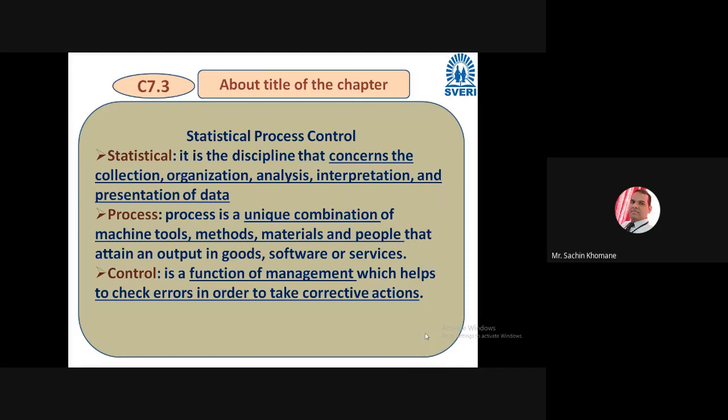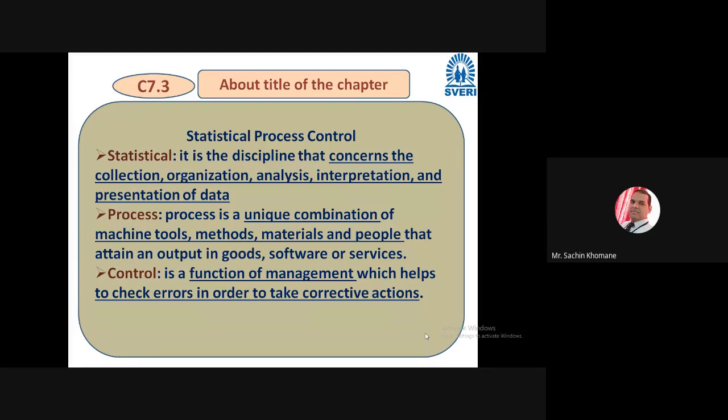So process is a combination of machine, method, material, man. Its combination is unique, meaning all these work for a certain goal, they work together, and at the end they have a certain output. And what is that output? It is a good or product or a software or service, anything. So this is nothing but a process.